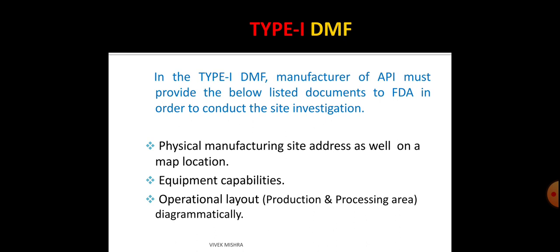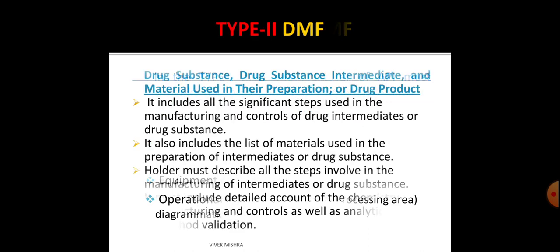Equipment capabilities means which equipment we are using to prepare the API, like which make of instrument we are using. We have to send the document to them. Operation layout, production and processing area, diagrammatically. In a diagram we show the operation layout, like the production area, where we work. We send all these details in type 1 DMF to the FDA.